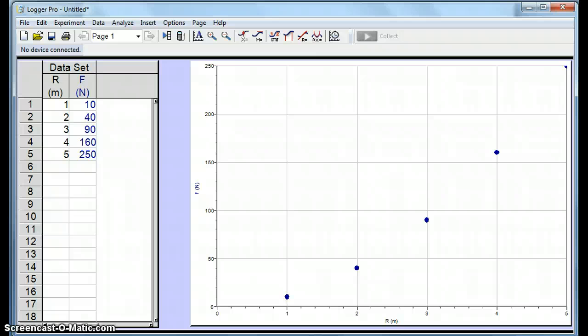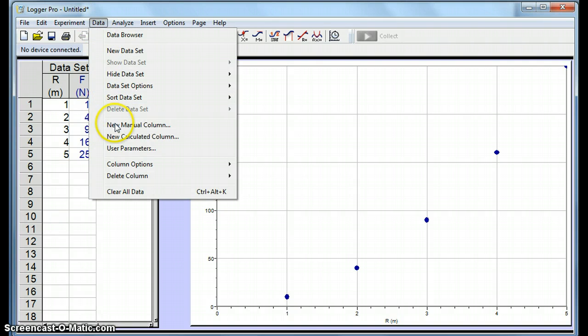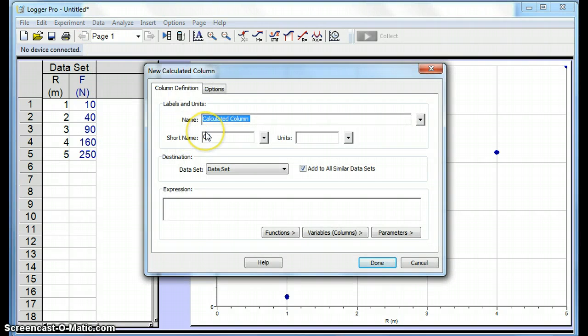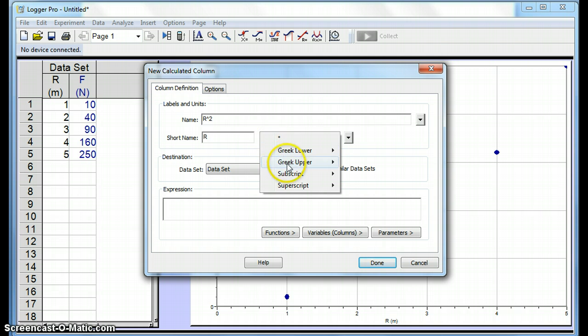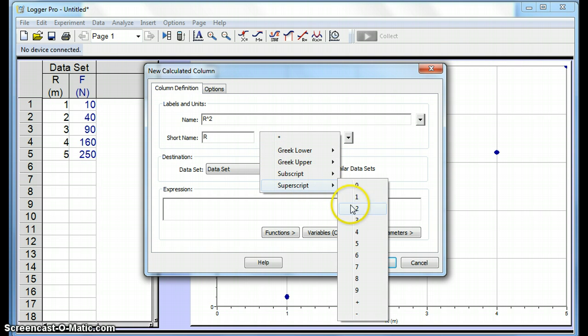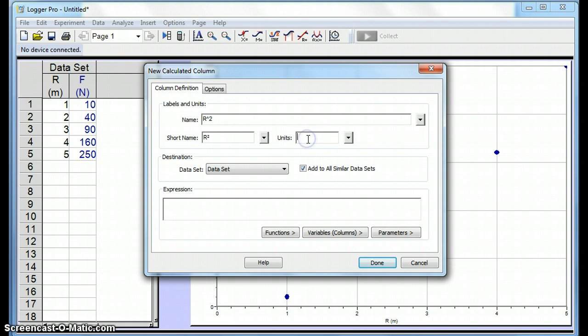So going back to LoggerPro, how can we do that manipulation here? Well, we want to create a new calculated column. So we go to Data, New Calculated Column, and we will call this r squared. We can either do r caret 2, or if we want to be a little more sophisticated, we can go to the drop-down menu, pick superscript, and go for the square here. And the unit will be meters squared. So we need to remember to square both the unit and the name.